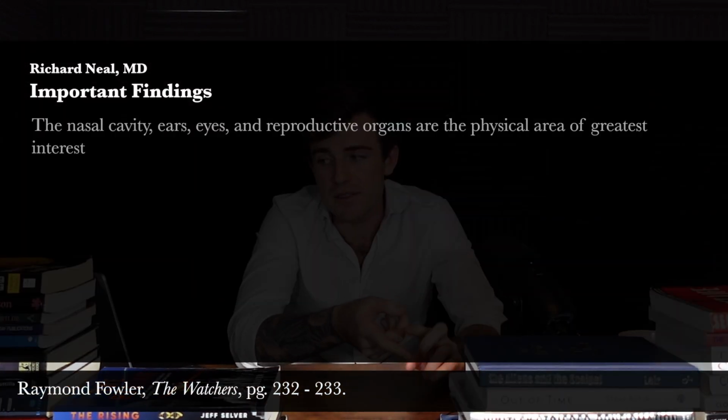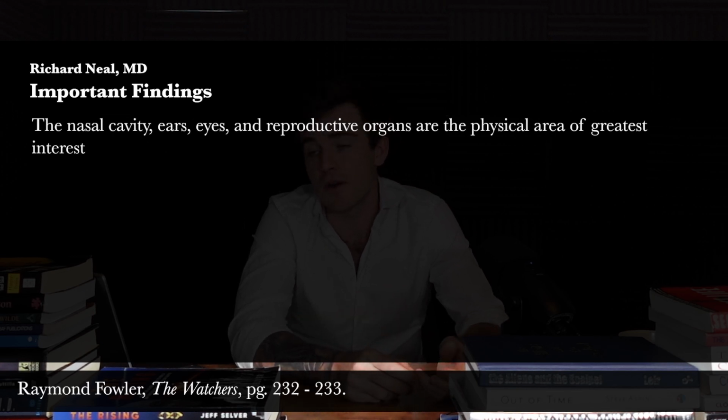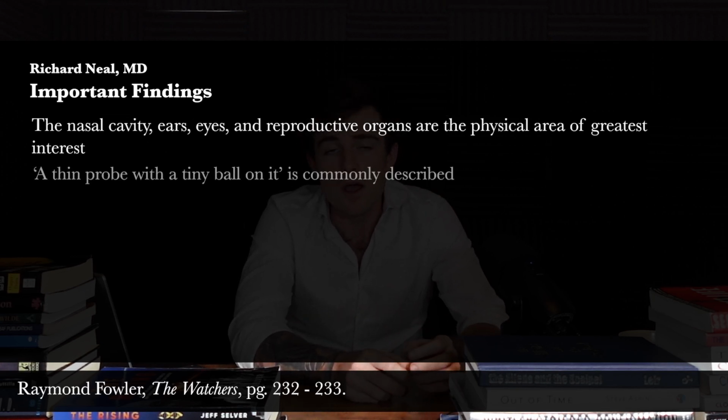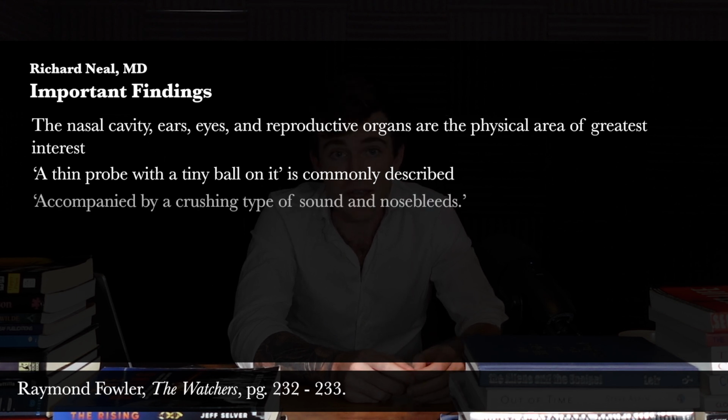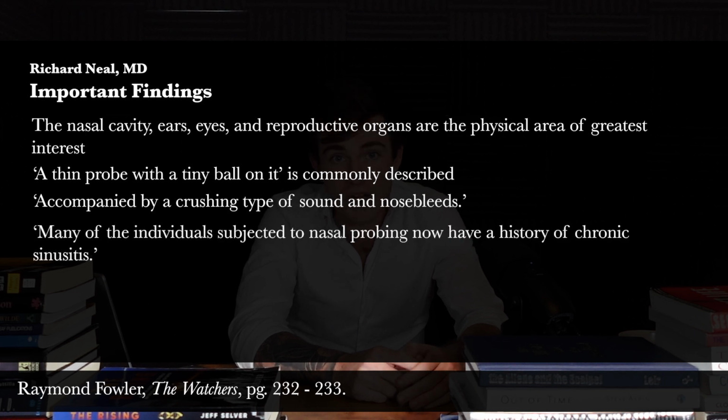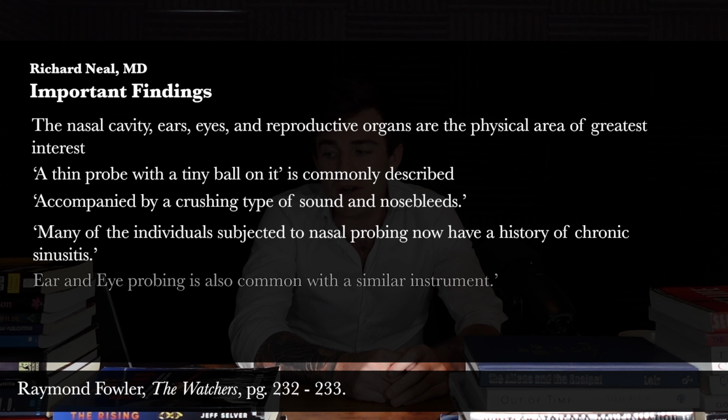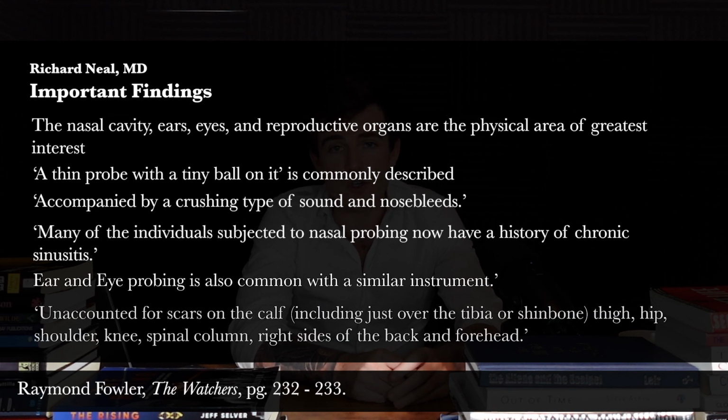The nasal cavity, ears, eyes, and reproductive organs are the physical area of greatest interest. A thin probe with a tiny ball on it is commonly described, accompanied by a crushing type of sound and nosebleeds. Many of the individuals subjected to nasal probing have a history of chronic sinusitis, and ear and eye probing is also common with a similar instrument. Unaccounted for scars on the calf, including just over the tibia or shin bone, the thigh, hip, shoulder, knee, spinal column, right sides of the back, and forehead are also common.